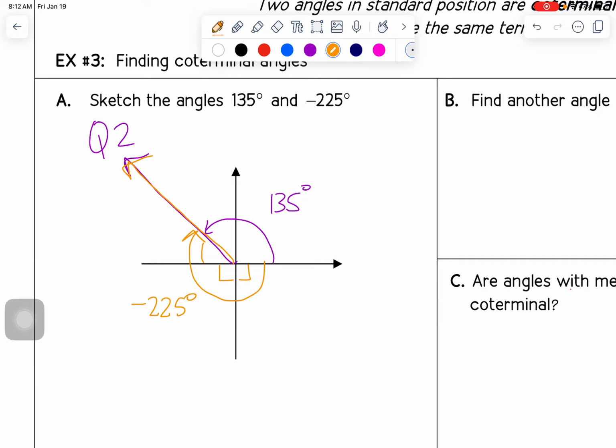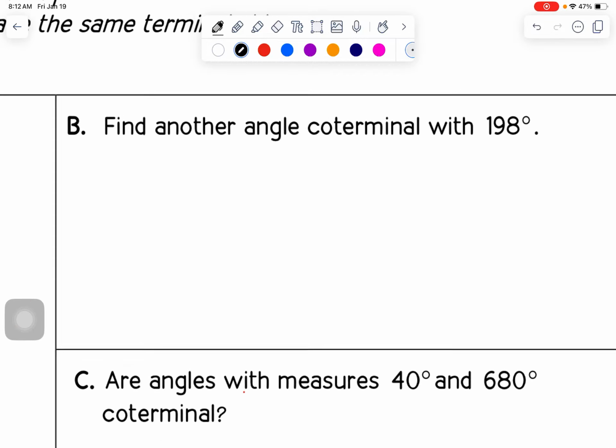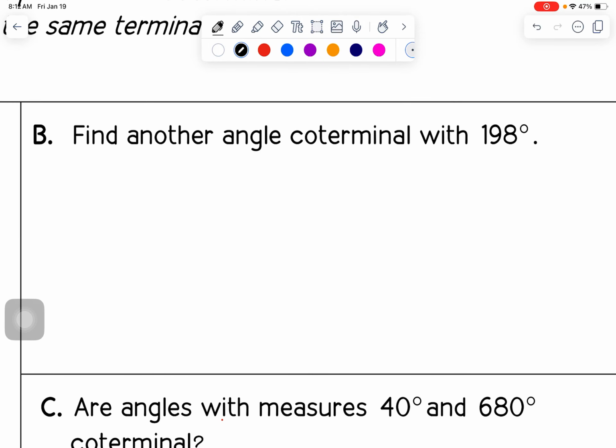Now how would I go about finding that? That's sort of the more important part, and that's what we get into for these next two problems. If I have some random angle, like 198, and I want coterminal angles, it's real simple. I either add 360 to find a coterminal angle, or I subtract 360.